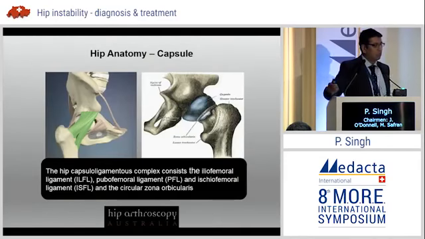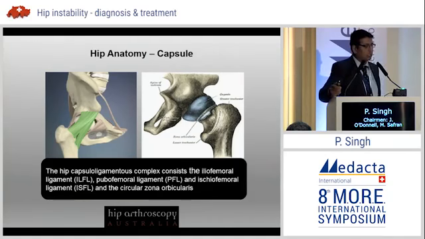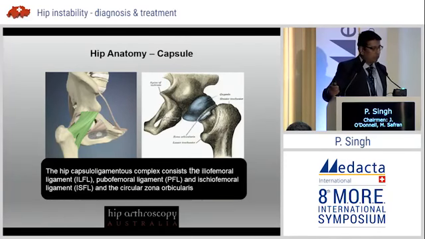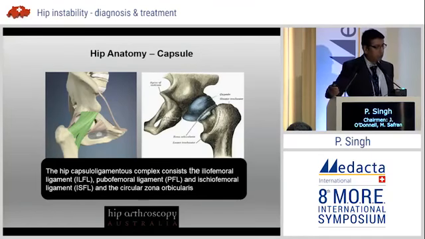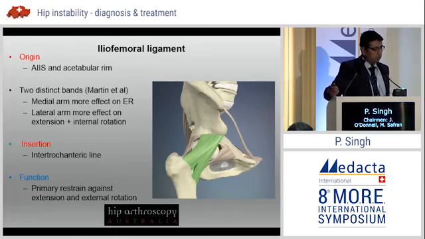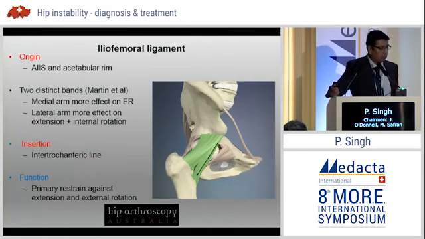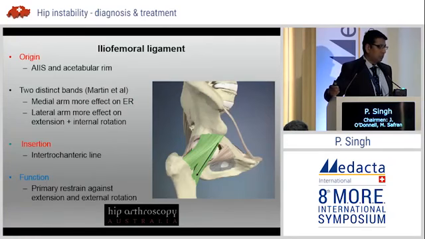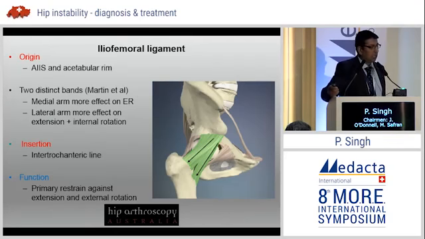Okay. So what about the other structures that may play a role in hip instability? We're all familiar with the hip capsule, the iliofemoral ligament, the pubofemoral ligament, the ischiofemoral ligament, and the zona orbicularis. If we take each of those ligaments in turn, and Hal Martin's work, again, I would quote because he's looked at this very carefully and dissected each band to see what the effects of it are. And we know the iliofemoral ligament comes in two strands. The medial arm has more effect on external rotation, and the lateral band has more effect on extension and internal rotation.